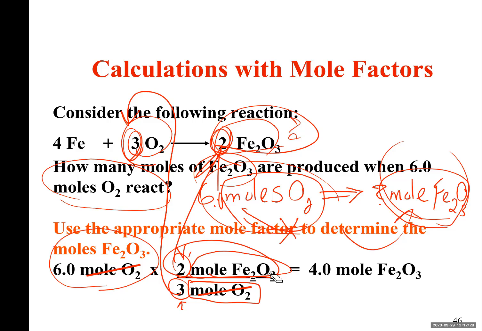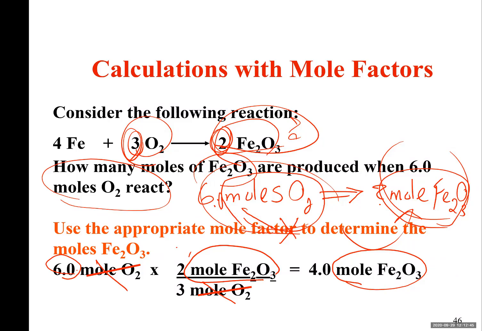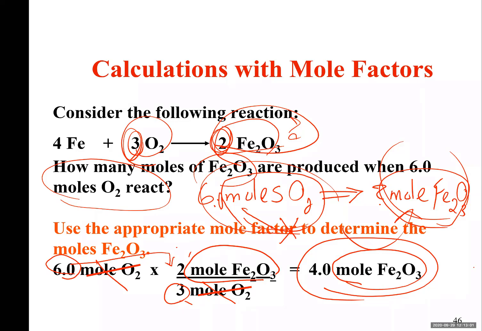So if I do this calculation, what are conversion factors suggesting? Cancel moles of O2, you will be left with moles of Fe2O3. That's what you are left with. How about numbers? What is it suggesting? Multiply tops with top. Get the answer, divide by the bottom. 6 times 2, 12. Divide by 3, you get 4. So 4 moles of Fe2O3 would be produced if you use 6 moles of oxygen.